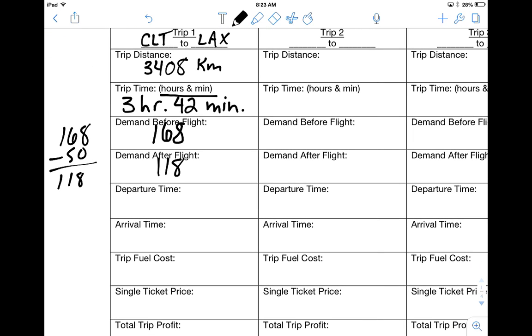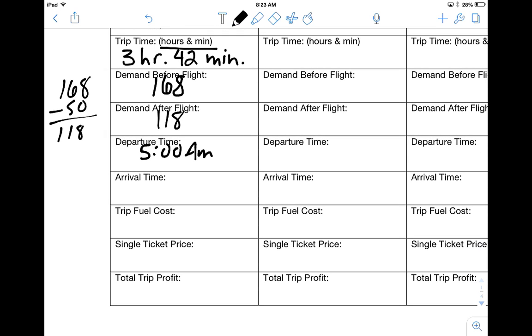All right, now my departure time, it's my first flight of the day, so we said I can leave at 5 a.m., right? Now it's going to take 3 hours and 42 minutes, so I can't arrive until 8:42 a.m., or 3 hours and 42 minutes later. So that's just this plus that.